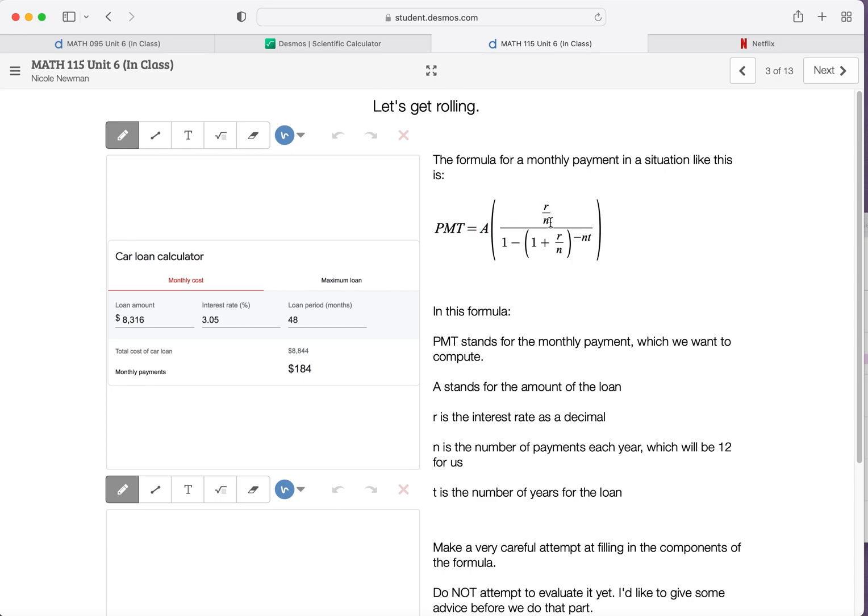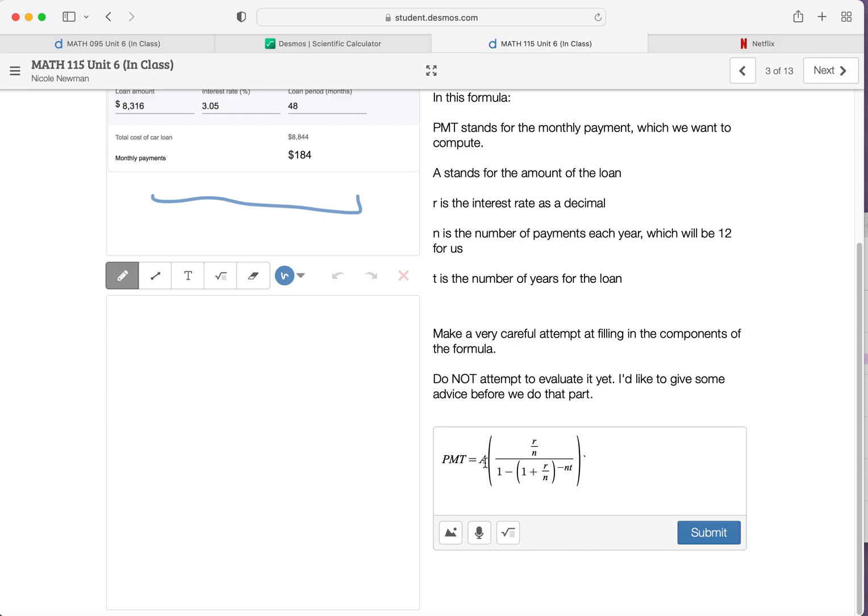The R and the N are very much like what you're used to. R is the interest rate as a percentage. N is the number of compounding periods per year. And for us, we're going to deal with monthly payments, so N will equal 12. And then the T in the exponent down there, T is time in years. So I'd like it if we could make a very careful attempt at filling in this formula, just filling it in for this particular set of information over here.